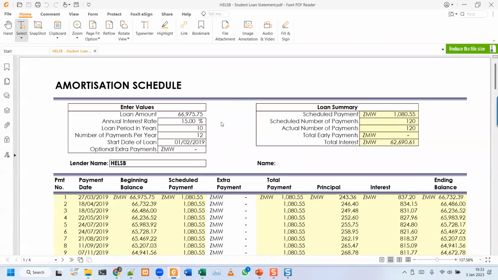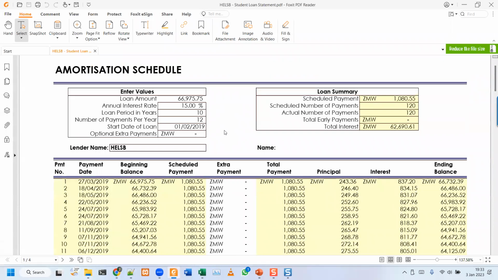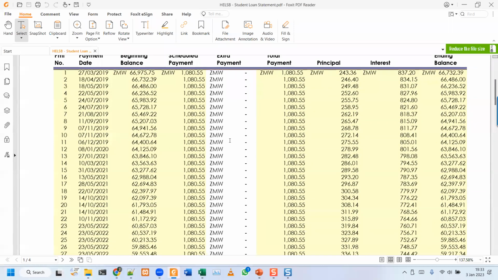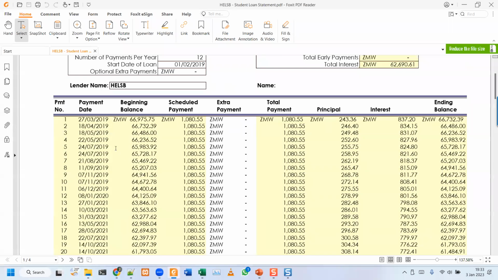Now, let's break this down a little bit further, and I'm rolling up my sleeves right now. First things first, when I looked at this schedule, I noticed the following things. One was the inconsistency in terms of the payment date.